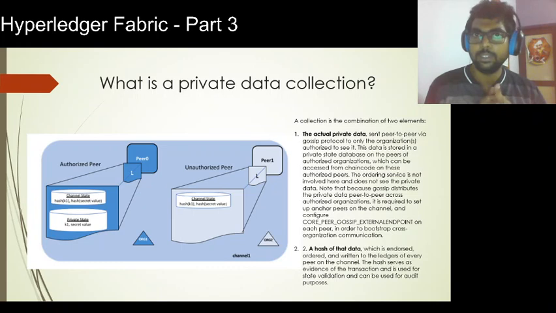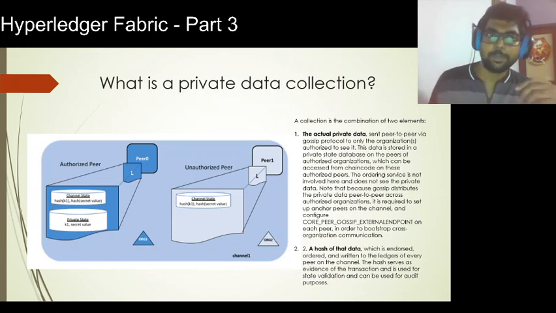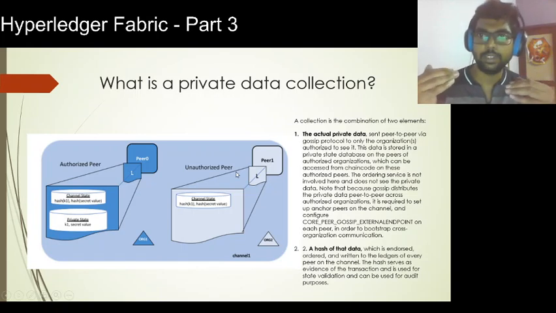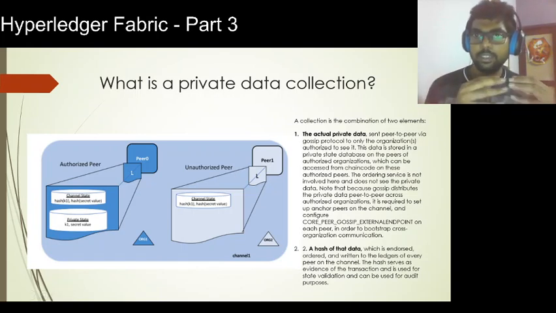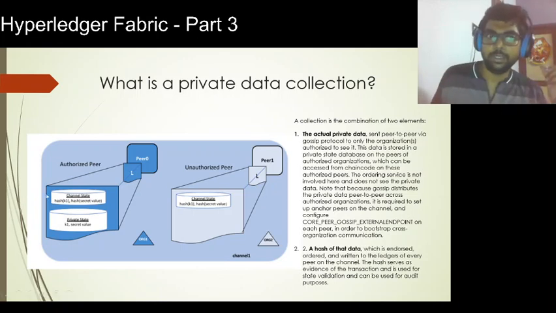But there is something called private data collection, where from the ledger, this data can be privately sent to the other ledger using the peer-to-peer protocol or gossip protocol from one organization to another organization. You can see one organization has this authorized peer, another organization doesn't have the authorized peer, but they are both in the same channel and they are sharing the data.